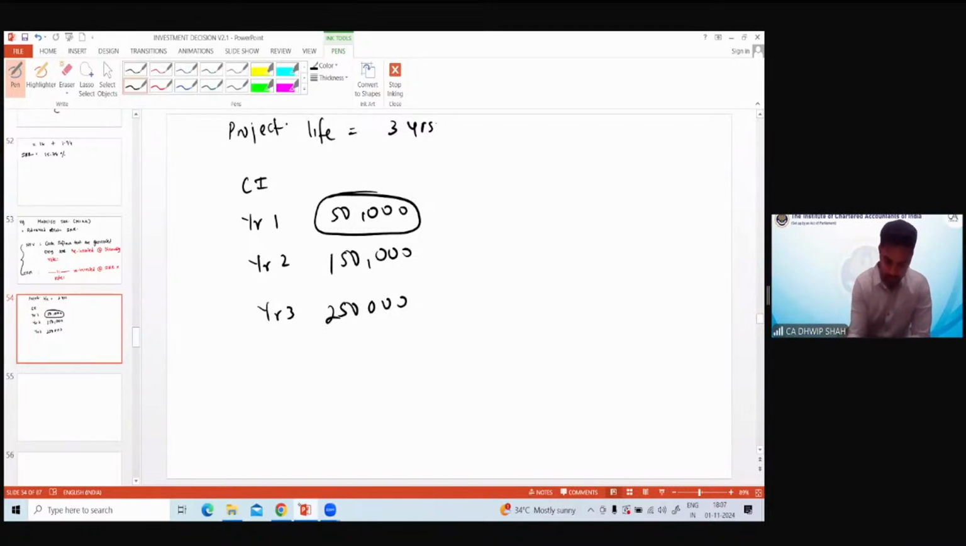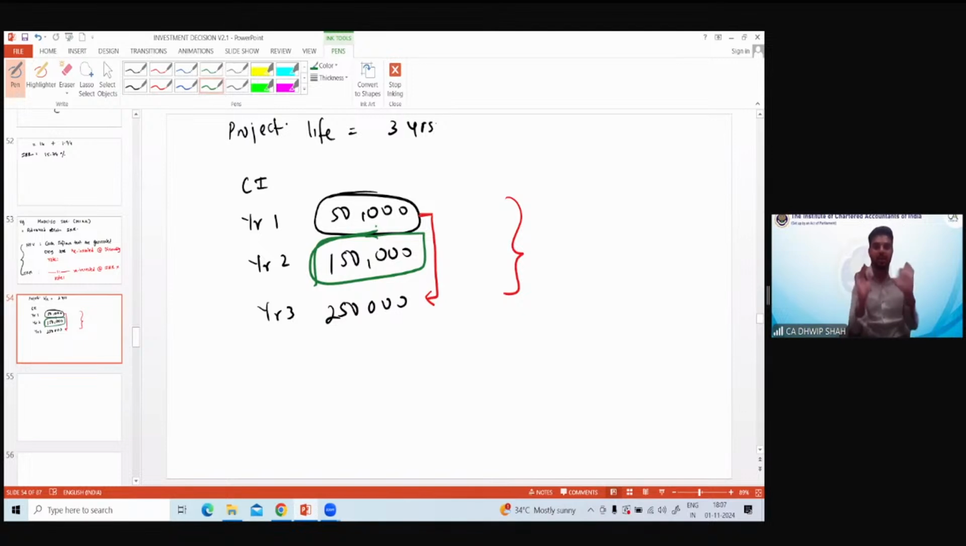That is. So what will the company do? The company will reinvest this 50,000 for another 2 years. Yes or no? The company will not keep this 50,000 idle. It will reinvest this for another 2 years. Are you getting this? Similarly, the cash inflows that are generated in year 2 will not be kept idle with the company. The company will reinvest this for another 1 year and will reach a terminal value. Are you getting this? And 250 is already at terminal value.